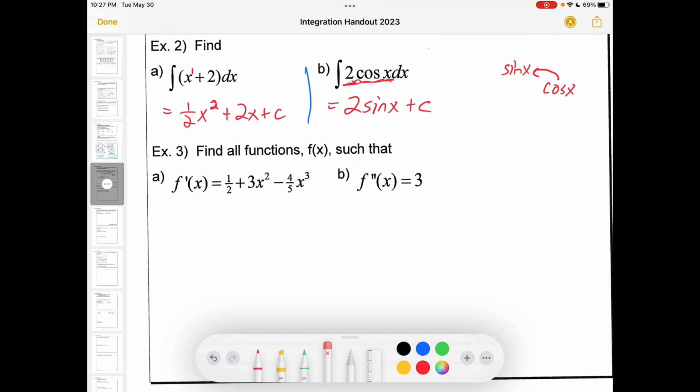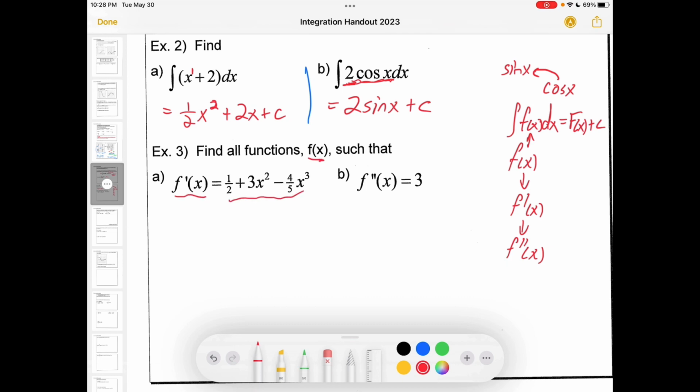If we want to move down the chain, so if we're at f of x, you differentiate downward towards f prime, okay, and f double prime. You anti-differentiate upwards. And if we want all of the functions that differentiate to regular old f, they would be the indefinite integral of f of x or the antiderivative plus c. Okay? So example 3 says, find all functions f of x such that their derivative is this. Okay? Let's find them.